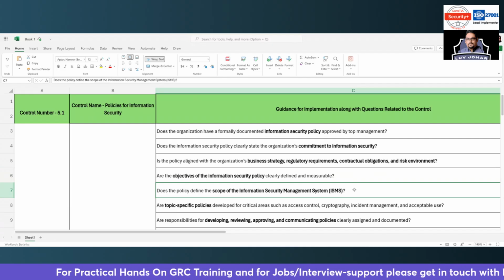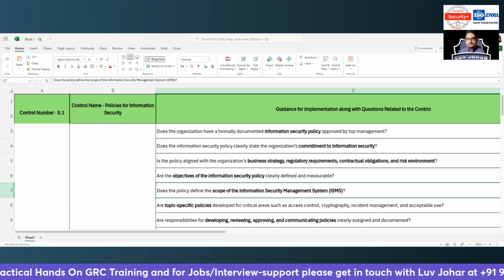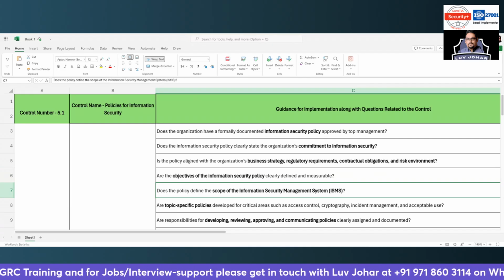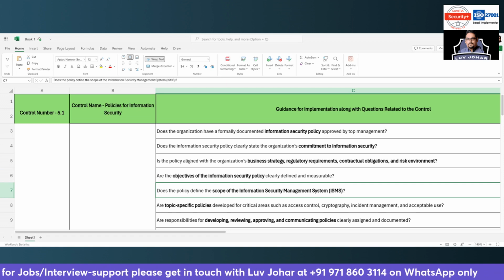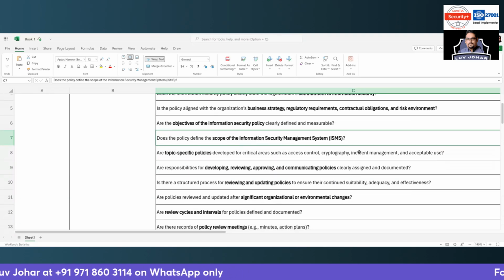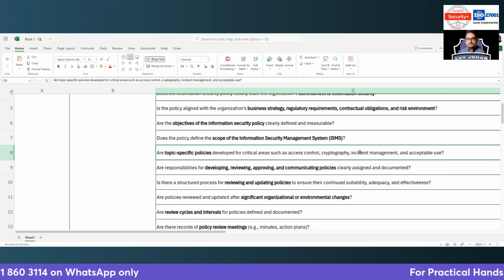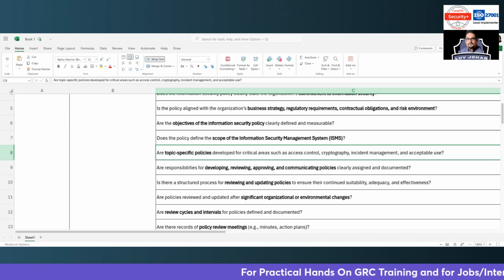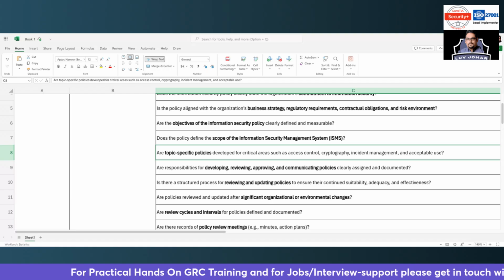Then the other thing is, does the policy define the scope of the ISMS? Okay, so here it basically asks the policy to also reference the scope of the ISMS. Maybe you have created the scope in 4.3, but here it also wants the scope to be reflected in the policy itself. So if you want, you can copy the scope from 4.3, right, if you have created it. Otherwise, you can create the scope here only. Okay, both the options are there.